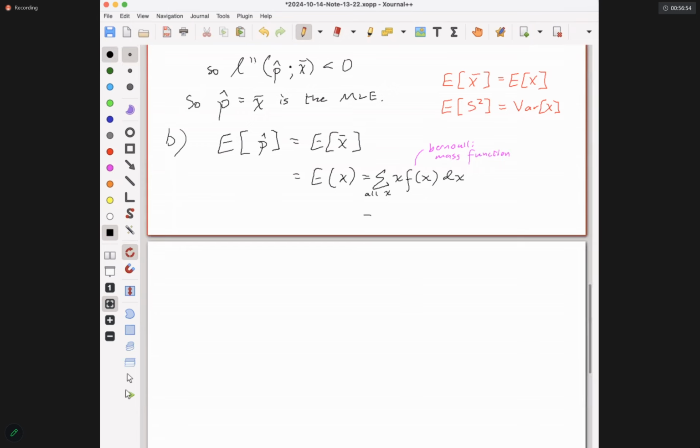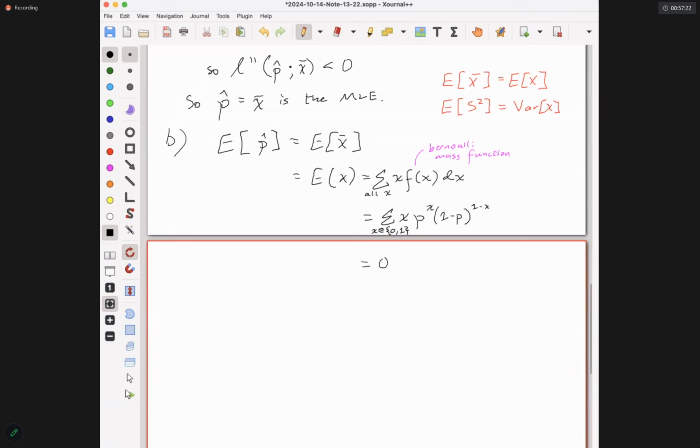And this is going to be the sum of x times p to the x times 1 minus p to the 1 minus x, for our only possibilities for x are x is 0 or 1.